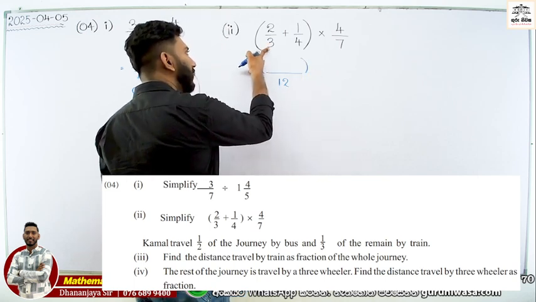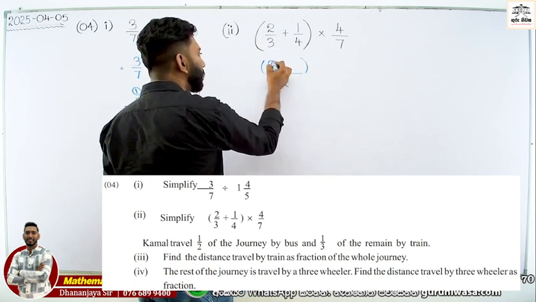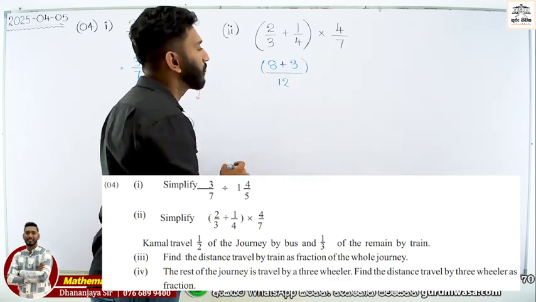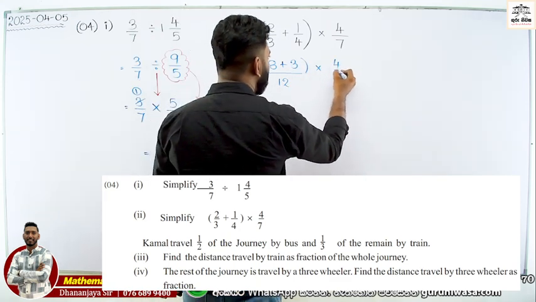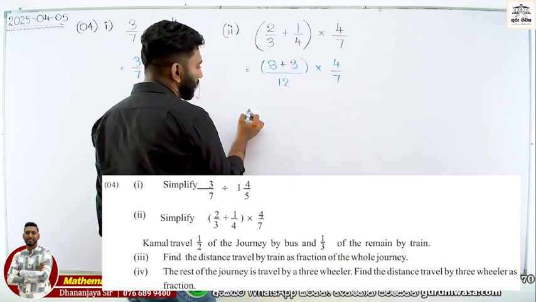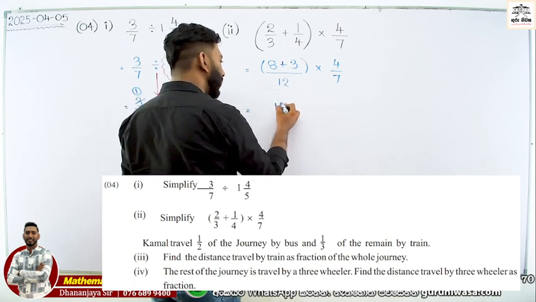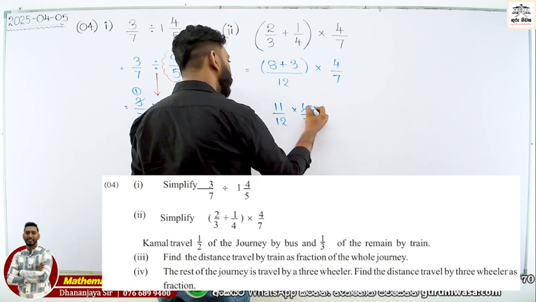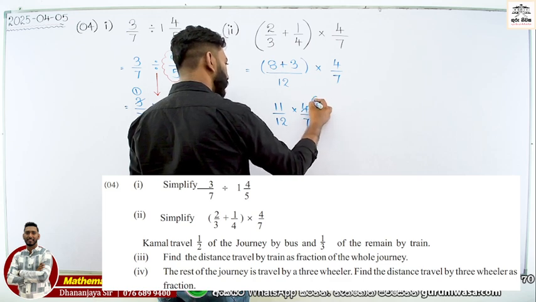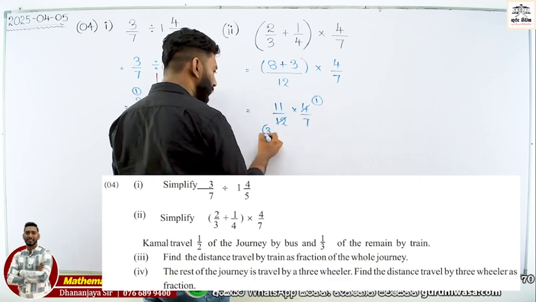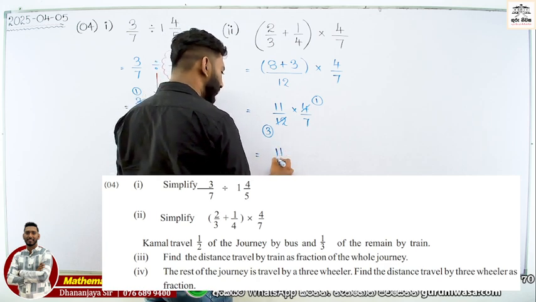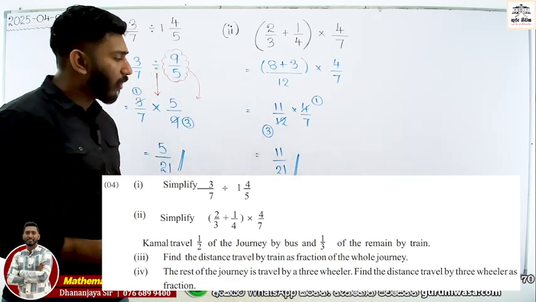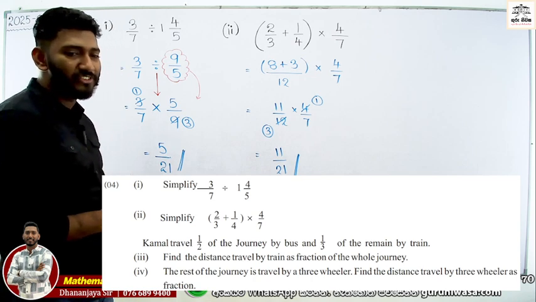Now you can write 12 as the LCM, right? And 12 divided by 3 is 4. 4 into 2 becomes 8. And 12 divided by 4 is 3, 3 into 1 becomes 3. Very easy. And you have to continue. Now, 8 plus 3 becomes 11 over 12. Multiply by 4 over 7. Now, 4 times 1 as well as 4 times 3. Now, 11 times 1 becomes 11 and 7 times 3 is 21. And 11 over 21, this is the answer.